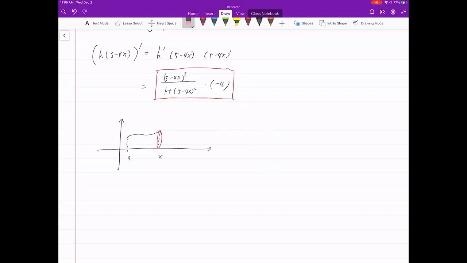Other questions from the homework? Aaron? 5.4, number 7.